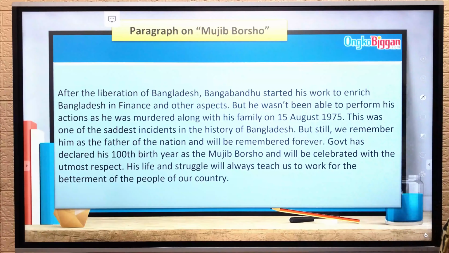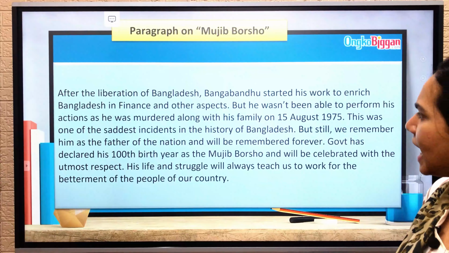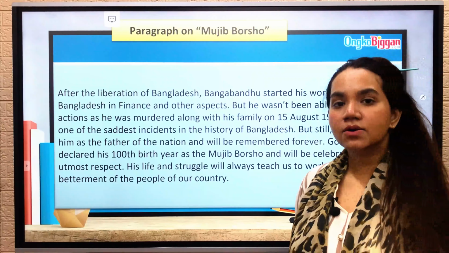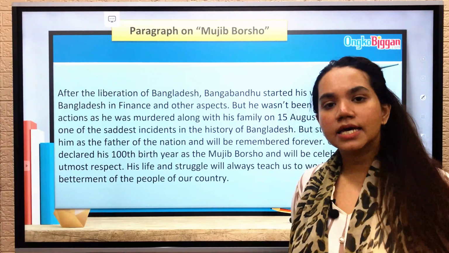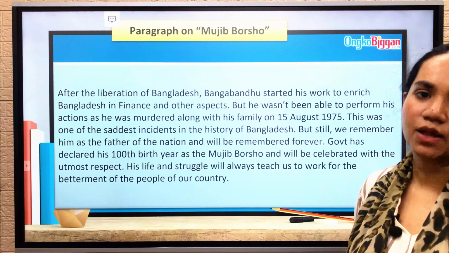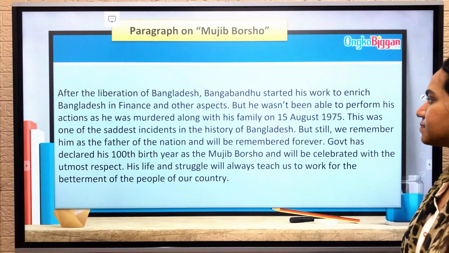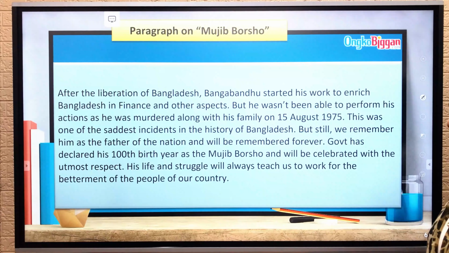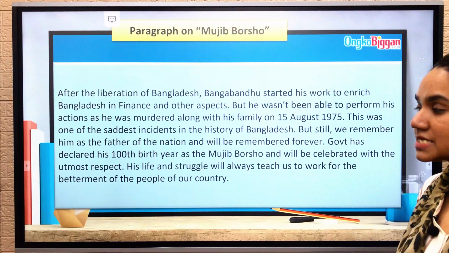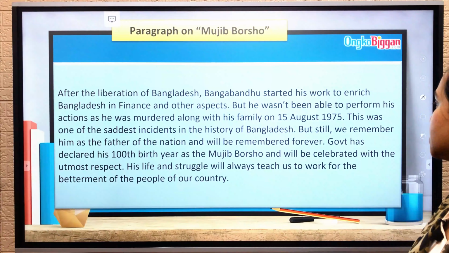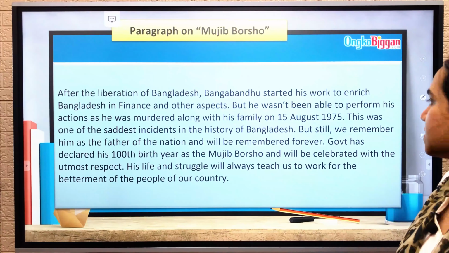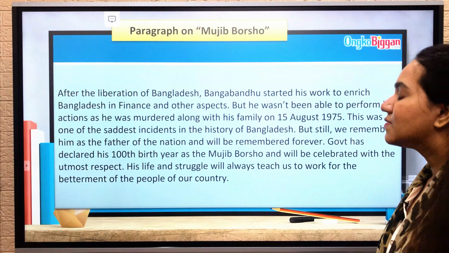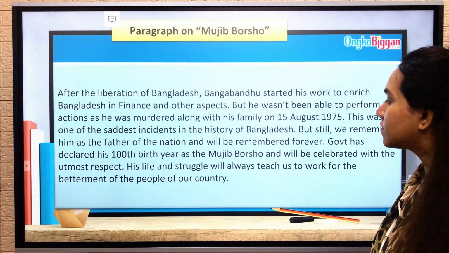But he wasn't able to perform his actions as he was murdered along with his family on 15 August 1975. He had a lot of dreams, but he could not fulfill them because he and his family were murdered on 15 August 1975. This was one of the saddest incidents in the history of Bangladesh. Yes, but still we remember him as the father of the nation, and we will remember him forever.